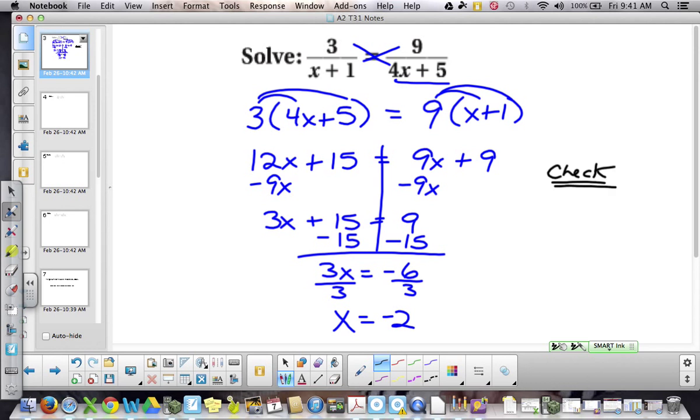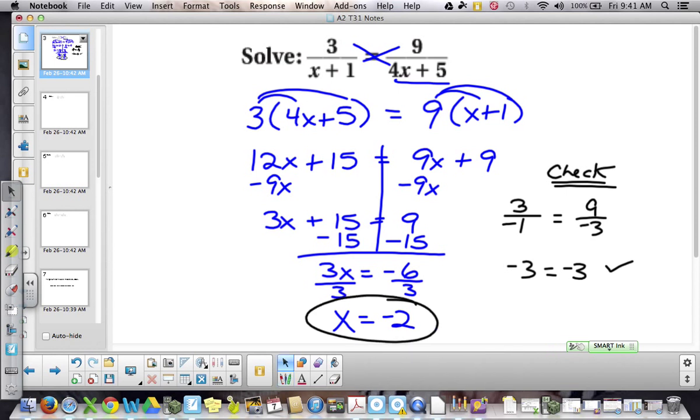All right, so let's plug the negative 2 back into the original equation. So we have 3 over negative 2 plus 1, which is negative 1, equal to 9 over negative 8 plus 5, which is negative 3. So simplifying, you get negative 3 equal to negative 3, which checks out. So x equals negative 2 would be the solution.